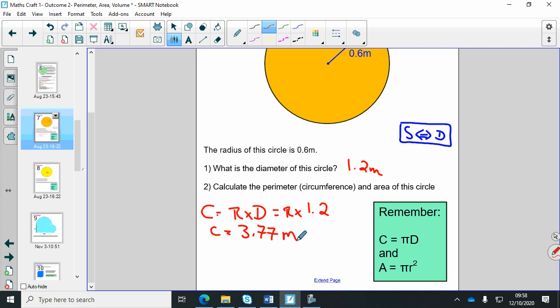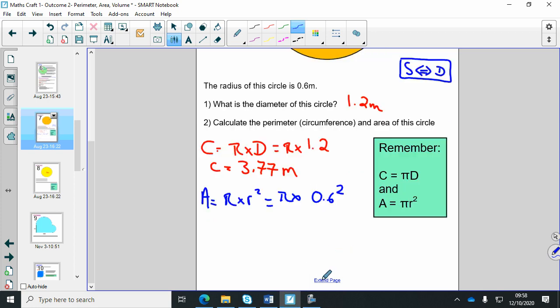Now the area is pi times r squared. So that's going to be pi times the radius squared, and the radius is 0.6. So 0.6 squared. So A is equal to, take this new calculator again. And again I have to press that S to D button, which gives me 1.13, and because that's an area, it's going to be meters squared.